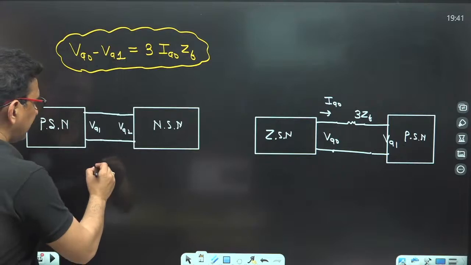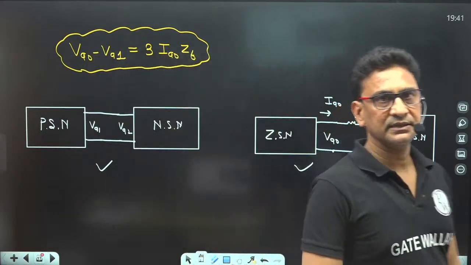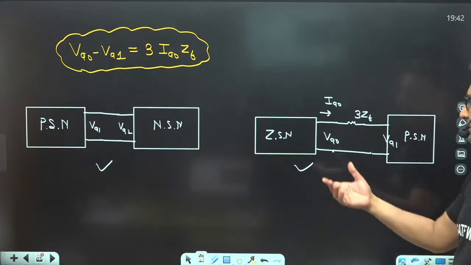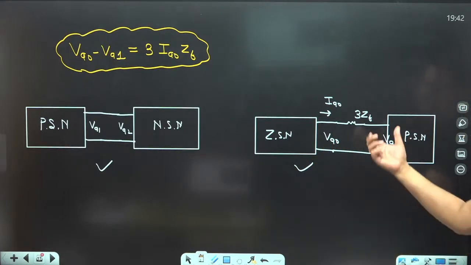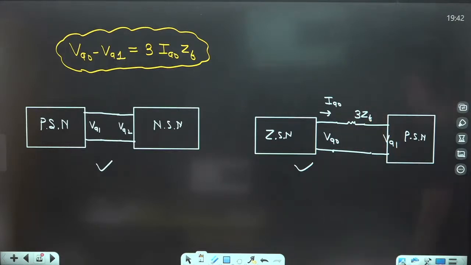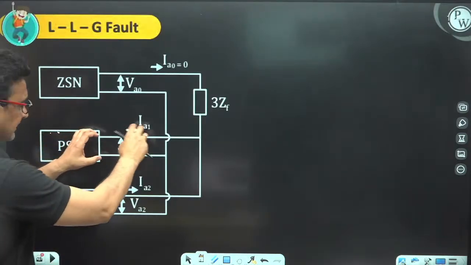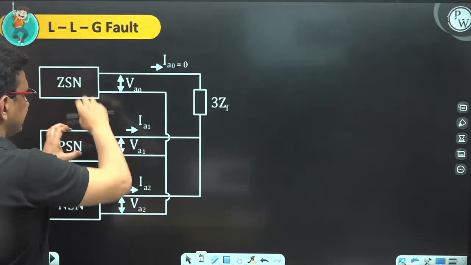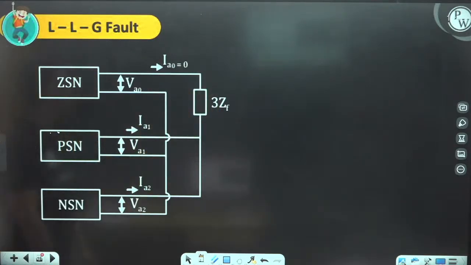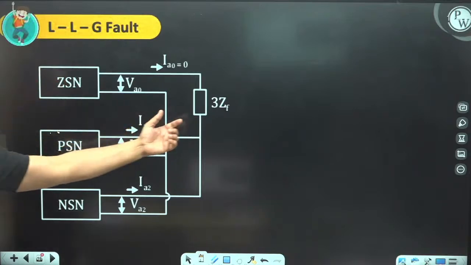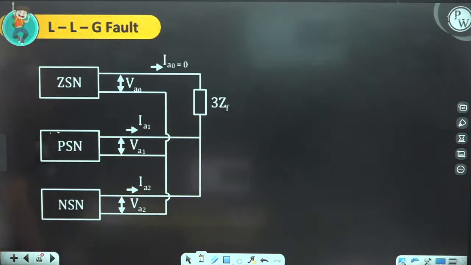So now combine these two. PSN and the NSN are connected in parallel, and between the ZSN and the PSN there is an impedance of 3ZF. So what will you get? You will get this. See, PSN and the NSN are connected in parallel, and between ZSN and the PSN there is a 3ZF. This point is clear?